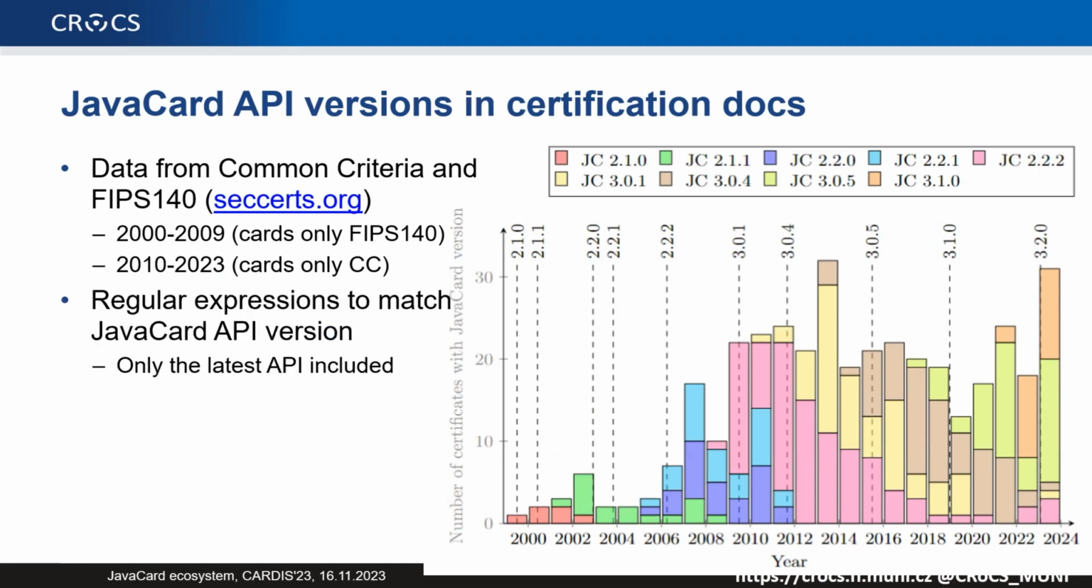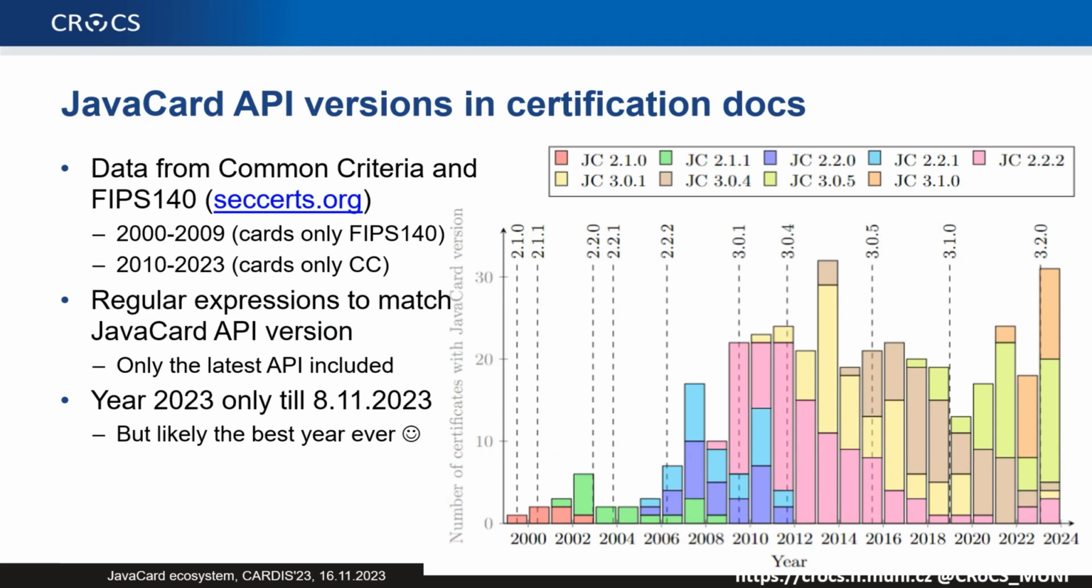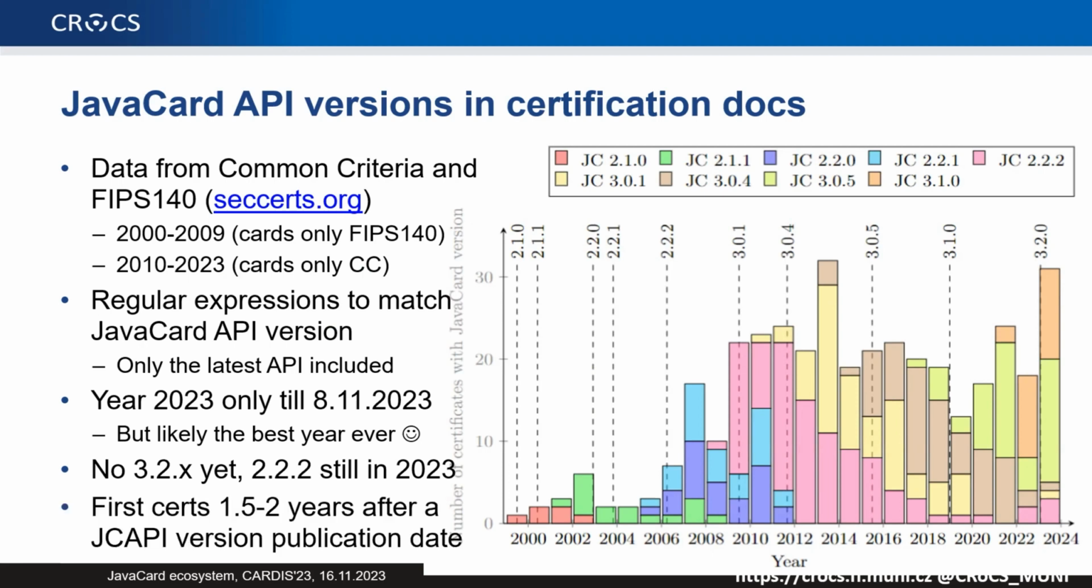So we matched all the versions. What we can see out of it is that 2023 is only counted till last week, but it seems this will be the best year ever. We are still getting more and more certified devices, so at least within the certification ecosystem, this is not dying. We can also see that no 3.2 version of the specification is certified yet. You can see the specification was released here, but no 3.2 card or applet is available yet. Usually there is a delay of one to two years after the specification is released until the first certification is published.